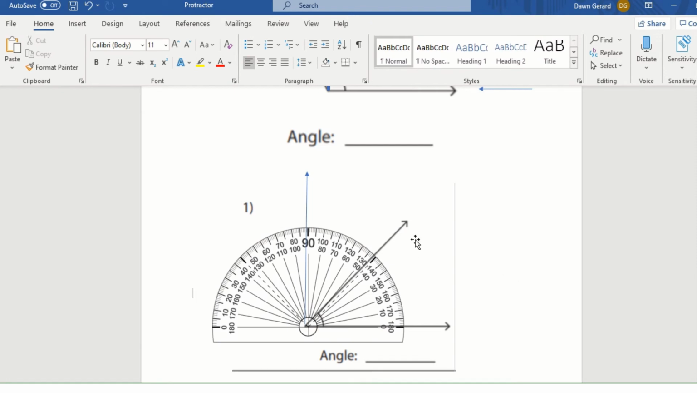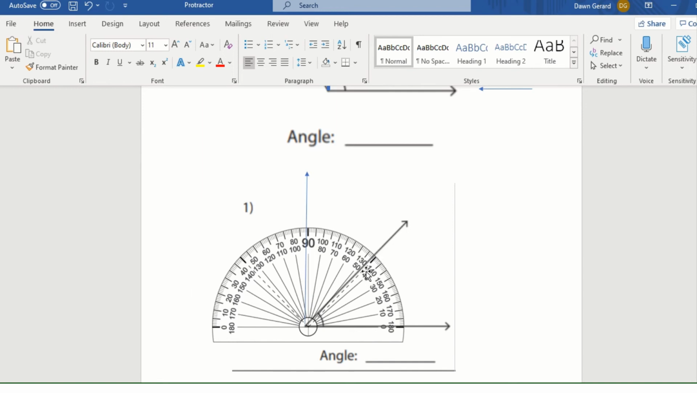Now, as you can see, the angle opens up to the right, so I'm going to start with the scale at 0 on the right. So as you can see here, right here it starts at 0. Then I'm going to count up until I get to this part of the angle. 0, 10, 20, 30, 40. We don't quite get to 50. It's really close to halfway, so halfway between 40 and 50 is 45.